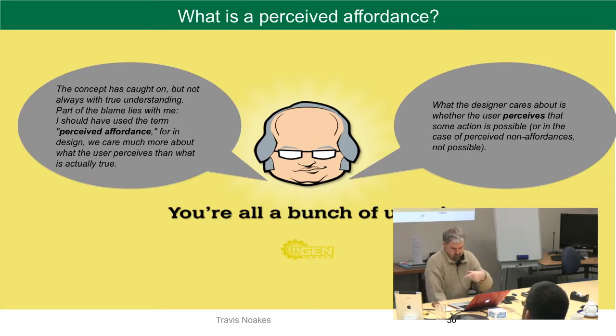Jacob Nielsen wrote this other quote about how the concept of affordance has caught on, but perhaps not always with true understanding. And he said that perhaps instead of using the word affordance, he should use the words perceived affordance, because as designers, you care more about what the user perceives than what is actually true. So when you're designing something, what you're trying to do is design something for somebody to perceive and see, and whether or not the user can actually perceive that.